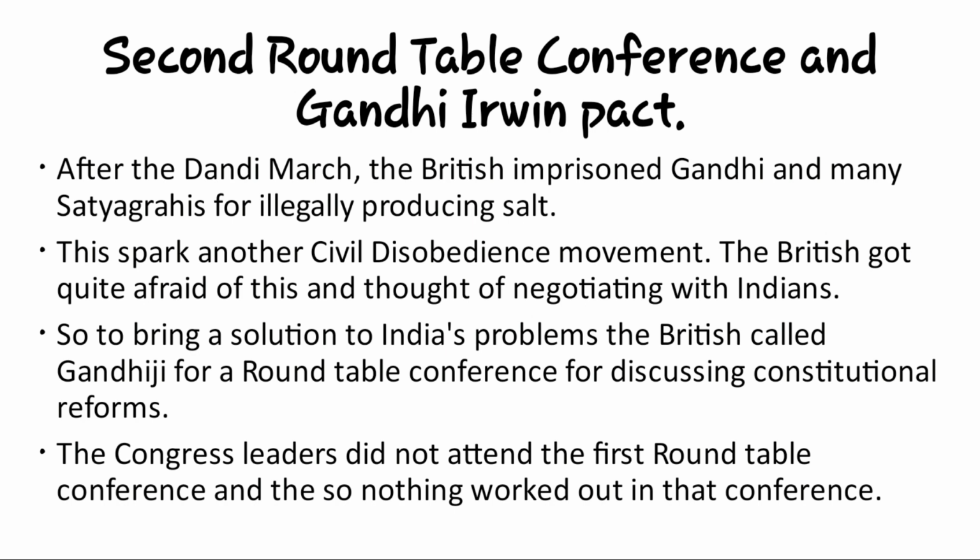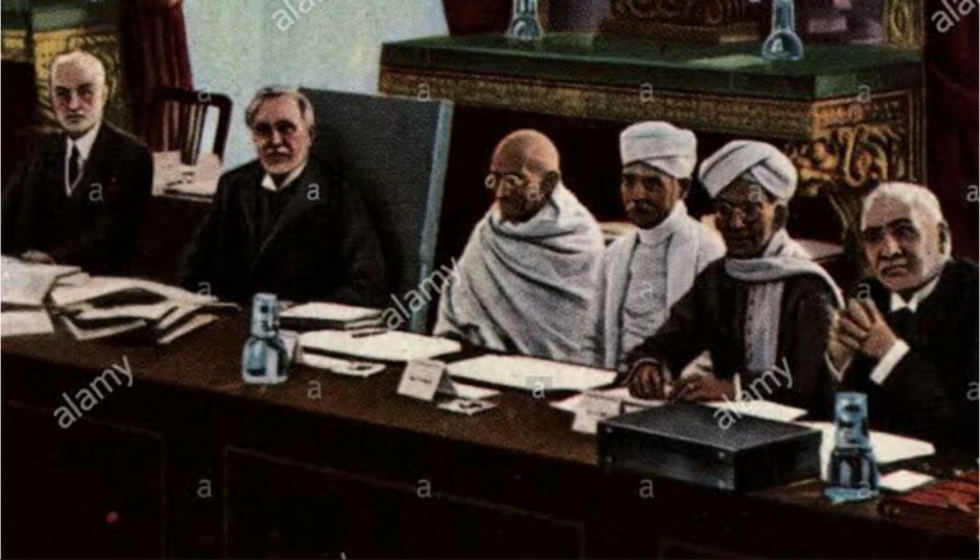Muslim League also sent their representative. And the second round table conference was a failure, and so in the third round table conference, not a single one took part. So, Gandhiji was called to England for a round table conference, and that was the second round table conference. The Congress leaders did not attend the first round table conference, and so nothing worked out in that conference. In this picture, you will be able to see Mahatma Gandhi and the other Indian representatives, that is, the representatives from the Muslim League who attended that round table conference.